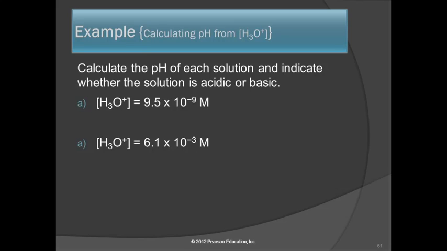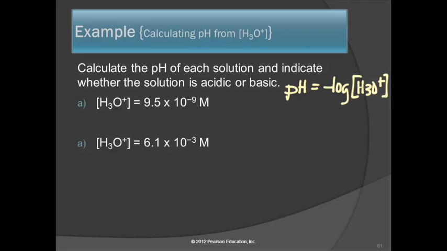Calculate the pH of each solution and indicate whether the solution is acidic or basic. So that pH equation is something that you definitely need to memorize. So pH equals the negative log of the hydronium ion concentration. You're going to use your calculator to do this. So the first one, 9.5 times 10 to the minus 9. Well, you enter that number into your calculator, 9.5 EE minus 9, and press the log button.